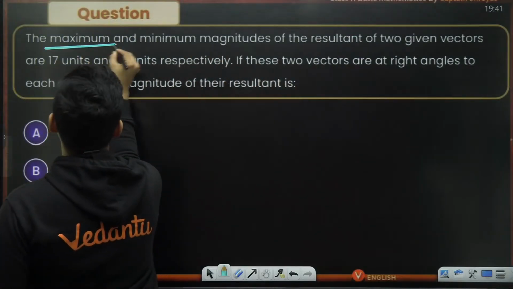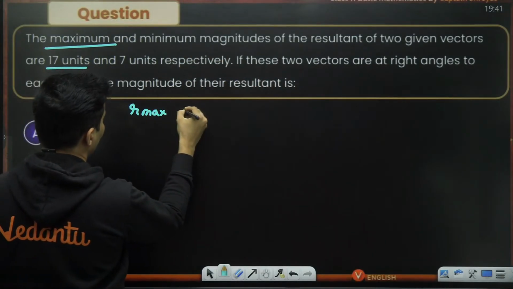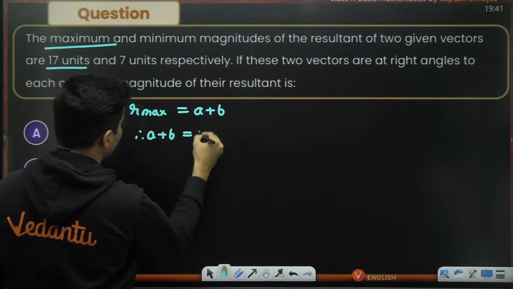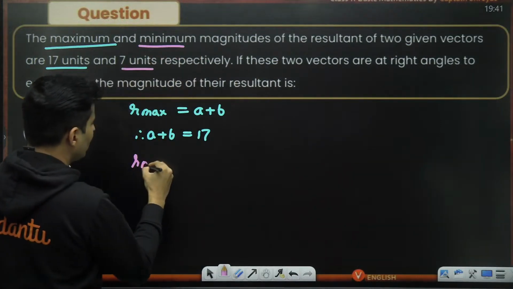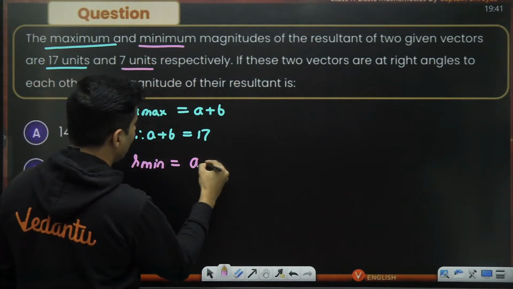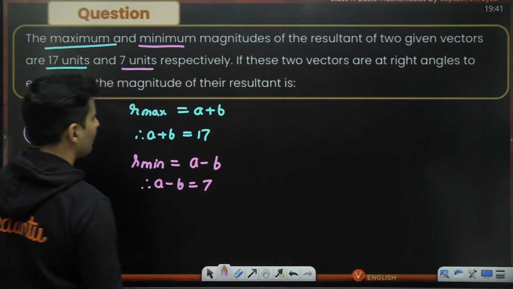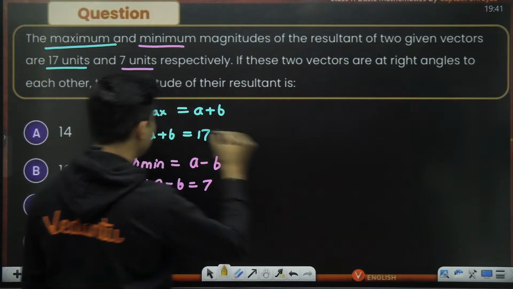The maximum value is 17 units, and we know the maximum value is a plus b. Therefore, a plus b is 17. The minimum value is 7. We know the minimum value of the resultant is a minus b, a being bigger. Therefore, a minus b is 7. Okay. What do I do from this? Just add these equations.